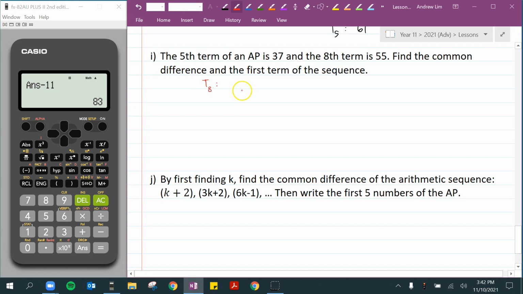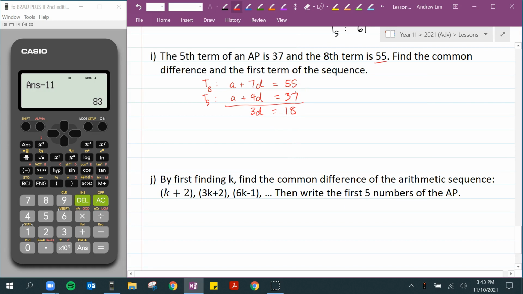The 8th term is equal to A plus n minus 1 d, and we know that it just so happens that the 8th term is 55. The 5th term is A plus n minus 1 d, and we know that the 5th term is 37. We've now constructed simultaneous equations, and we can solve this by using elimination. So I'm going to subtract these two from each other. The a's will cancel each other out. 7d minus 4d is 3d. And 55 minus 37, and that should be 18.